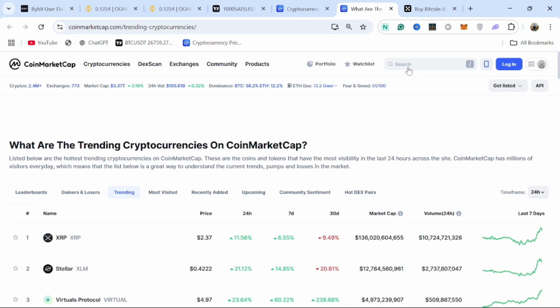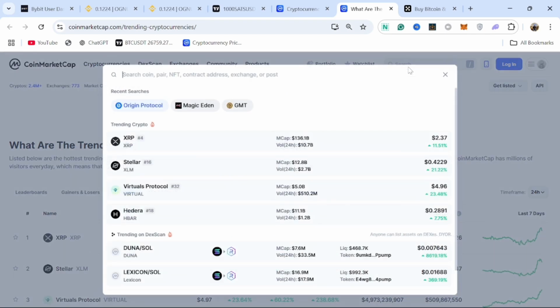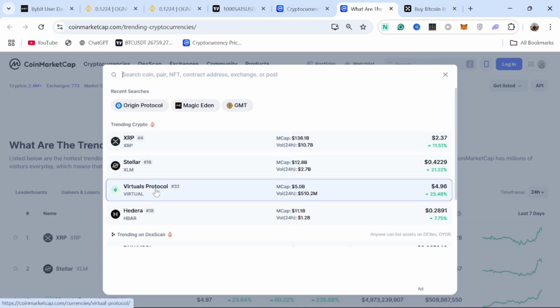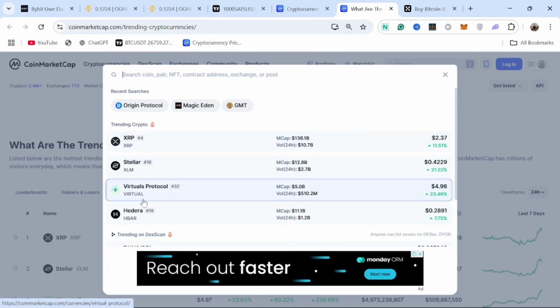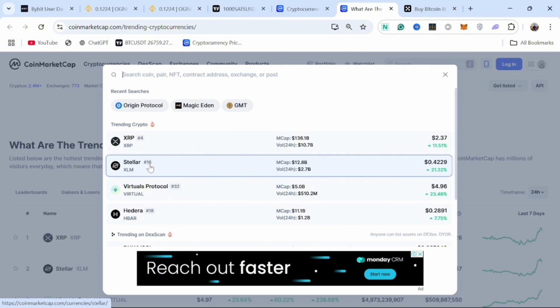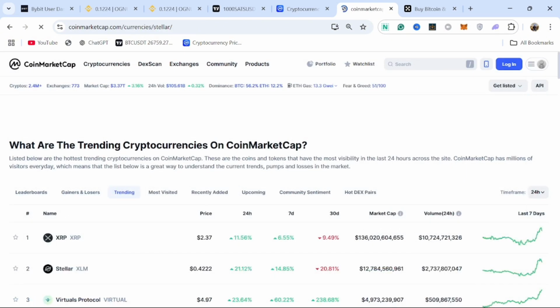Then what do we do again? We go to the search box. So just click on the search box. When you click on the search box, you can see the top 3 tokens that people are investing their money in. We have XRP, Stellar Lumens, that is XLM, and we have Virtual, we have ADA. So you just click on one of them. So let's say we want to trade XLM. So just click on XLM this way.